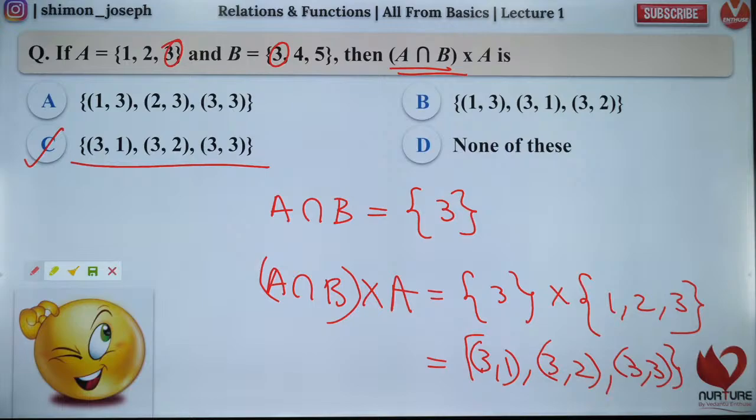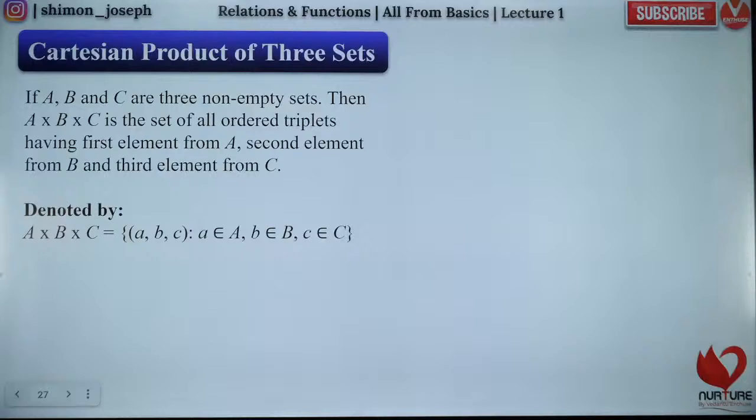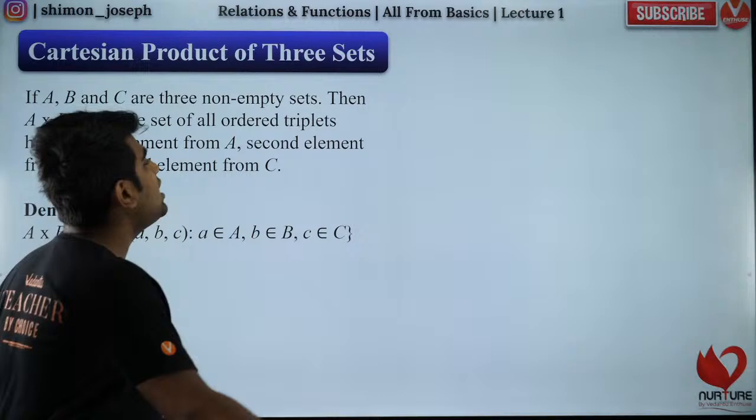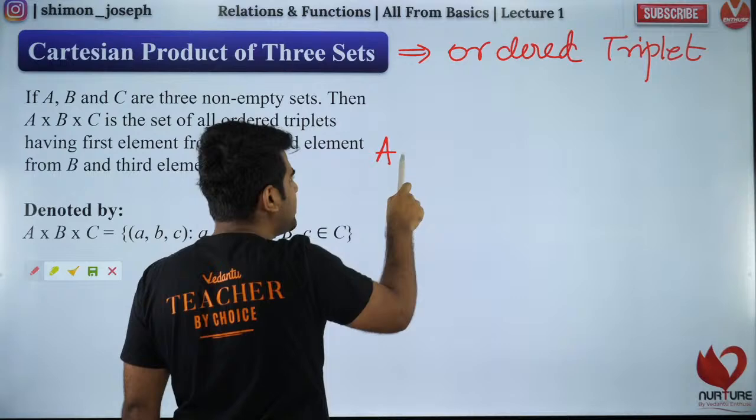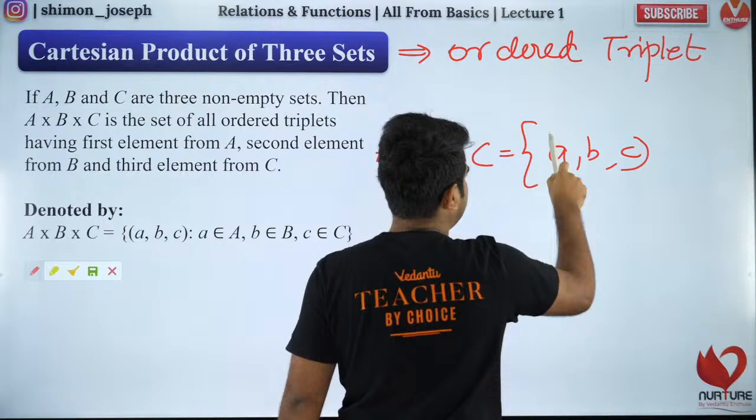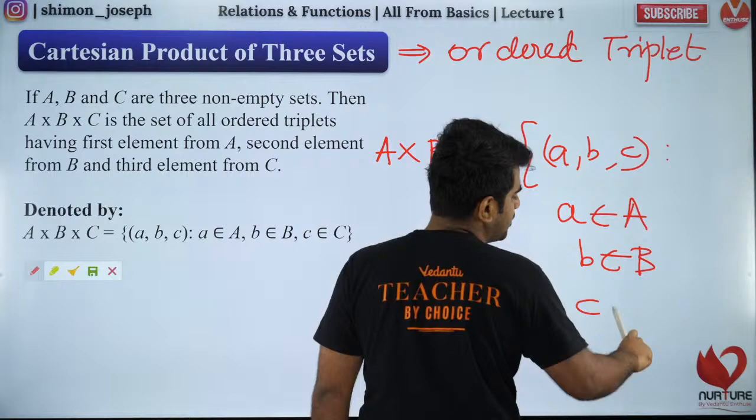So now let's move forward to the next one. What is the next one? What if you have three sets? When you have the Cartesian product of three sets, you will generate something called an ordered triplet. It is not an ordered pair, it is an ordered triplet. So what is an ordered triplet? When you have A cross B cross C, you will get all the ordered triplets (a, b, c) such that a belongs to capital A, b belongs to capital B, c belongs to capital C. That is what you call an ordered triplet.